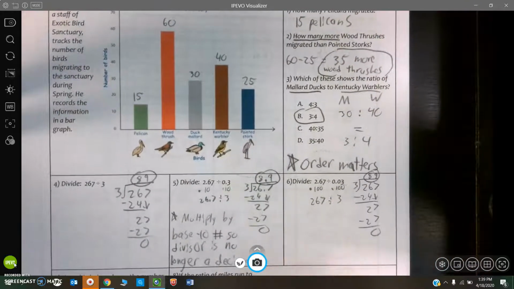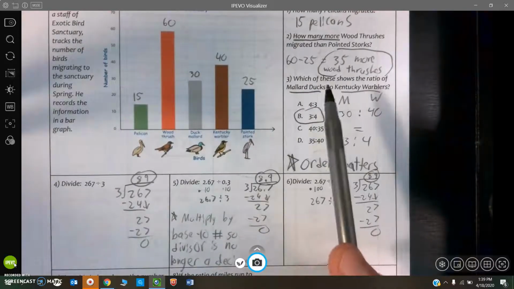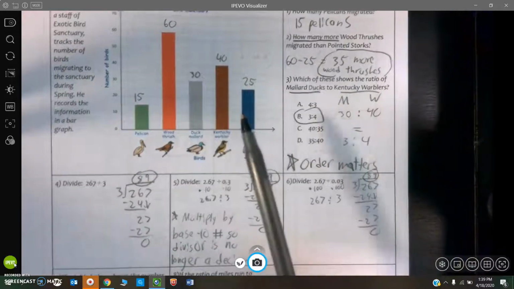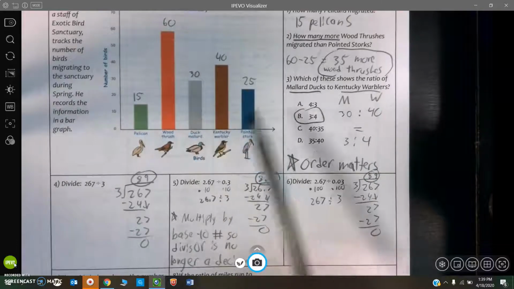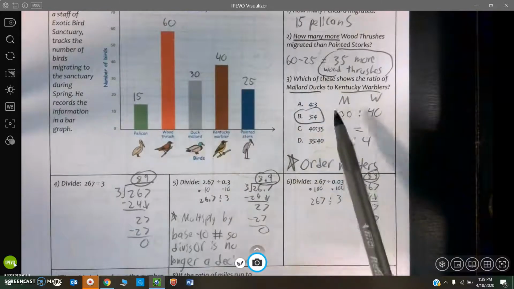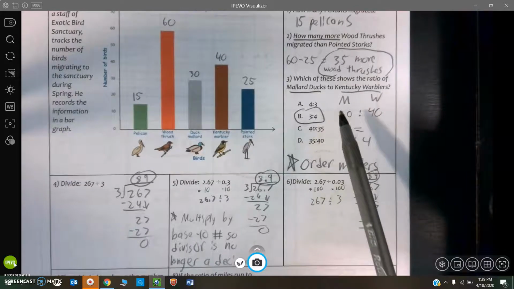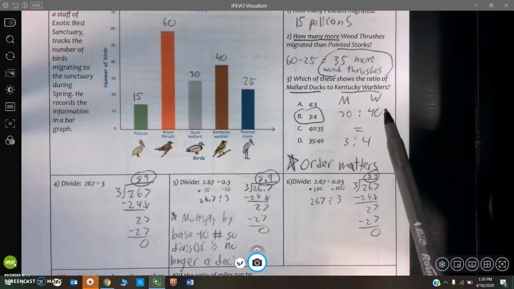And now, once again, we needed to make a ratio of mallard ducks to Kentucky warblers. So the mallard ducks, there were 30. The warblers, there were 40. So my initial ratio was 30 mallards to 40 warblers.